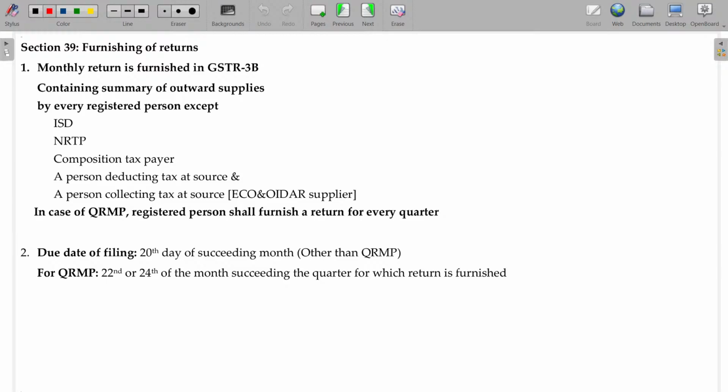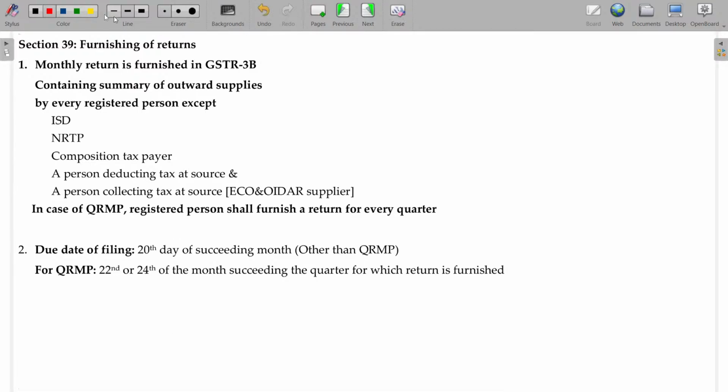Section 38 is over. Now 39, which is the monthly return. It is a reconciliation of input and output, and you have to pay the tax before filing. Here you need to attach the tax payment document also. The monthly return furnished in GSTR 3B contains a summary of outward supplies by every registered person, except, as we already studied in the GSTR 1 case, section 37: ISD not required, NRTP not required, composition taxpayer not required, TDS, TCS, OIDAR or service persons not required. The same applies here. But in case of the QRMP scheme, they have to file once in every quarter.